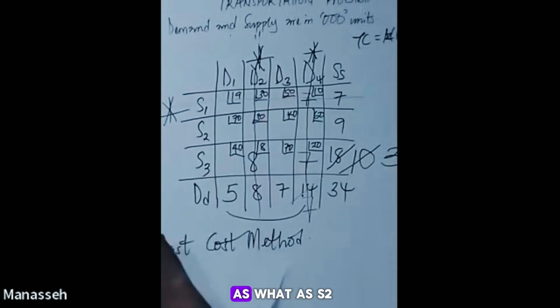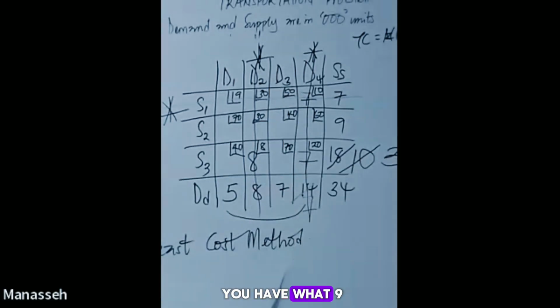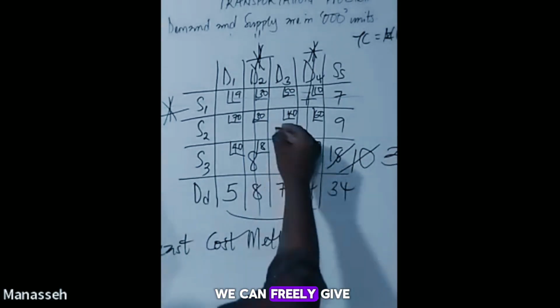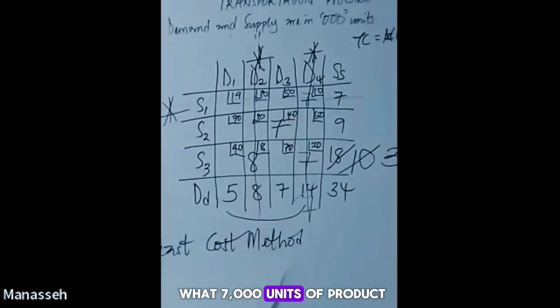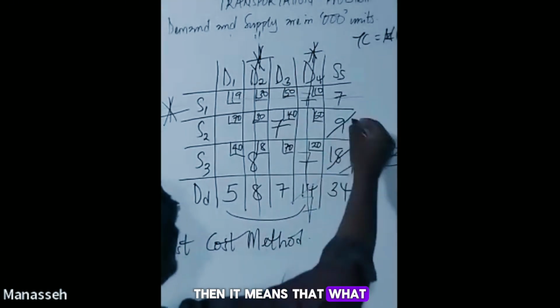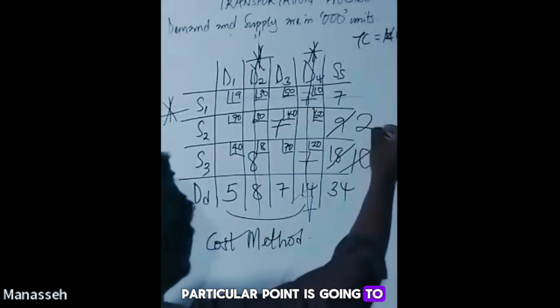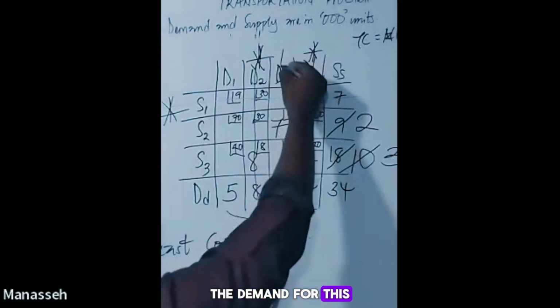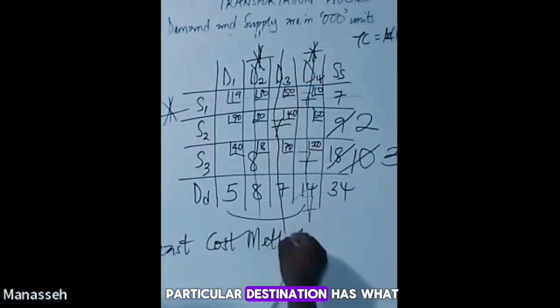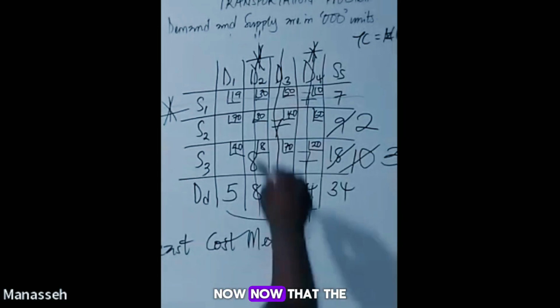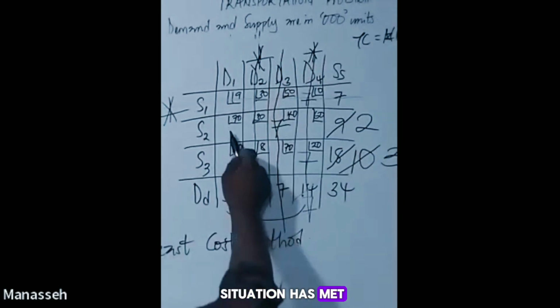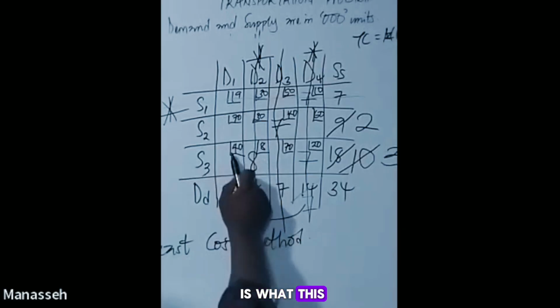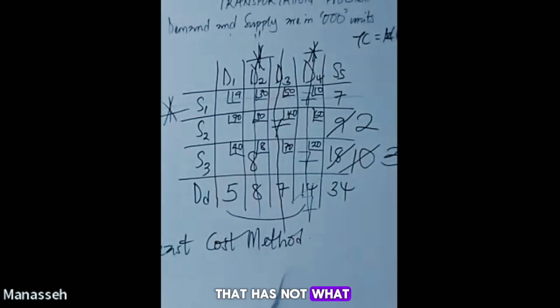What is the capacity of S2? You have 9. So we can freely give 7,000 units of product. Then the source at this point remains with 2,000 units. However, the demand for this particular destination has been met. Now that this demand has been met, what we have is this and this particular cell, whose demands have not been met.